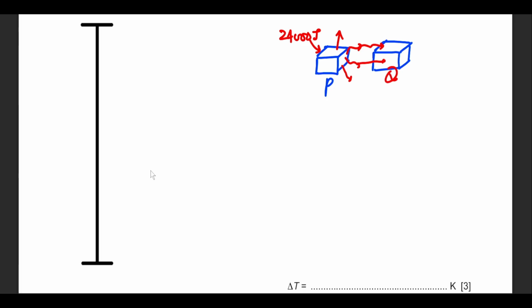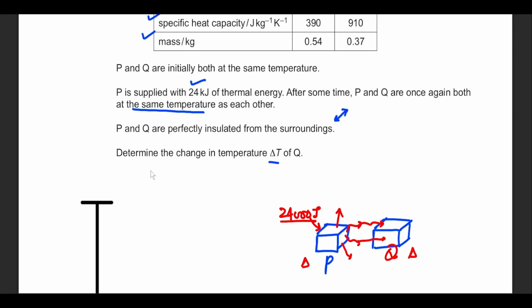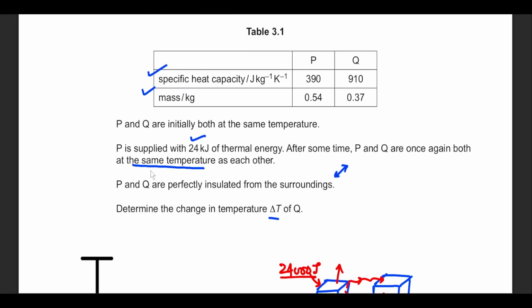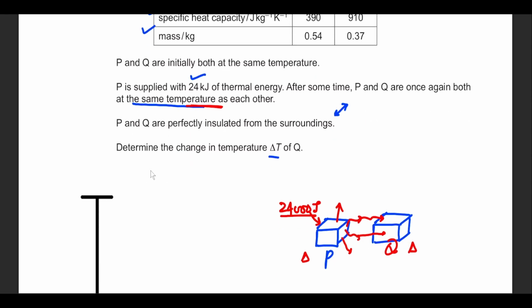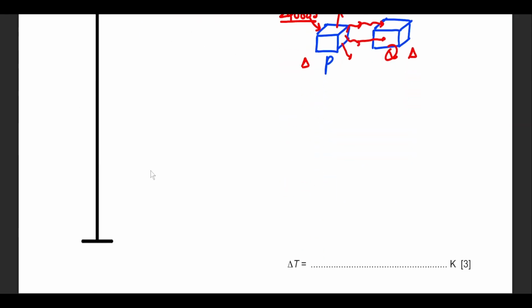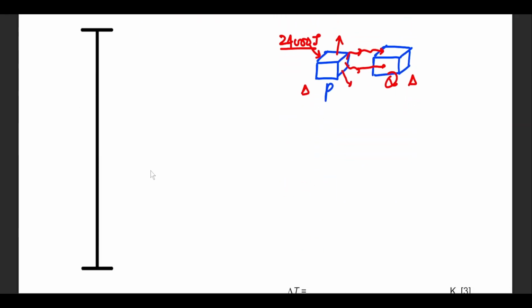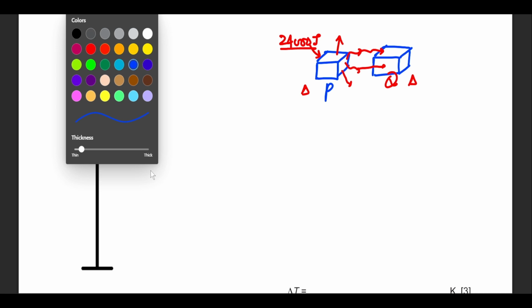So at the end of the day, whatever delta 24,000 joules brings in, the same delta will be experienced by Q, but they all have different specific heat capacities. Then how do you justify this? They have different masses, different heat capacities. How do you justify this? Now, since we are saying that they end up with the same temperature, it means that their delta T's should be the same. Now, how may it be happening?